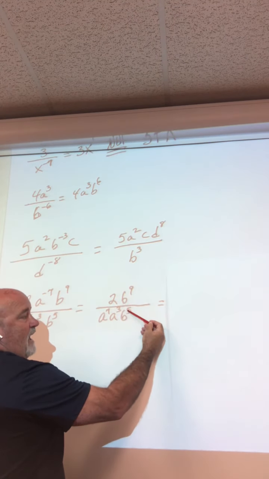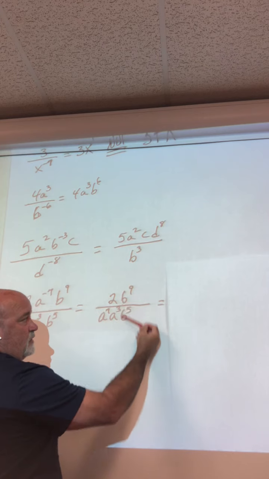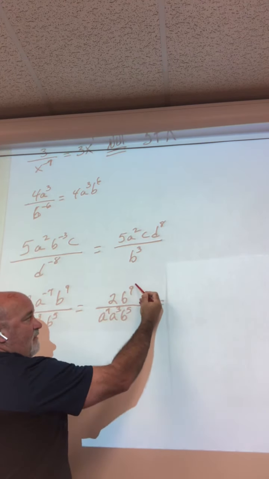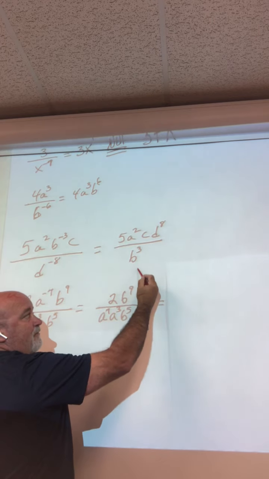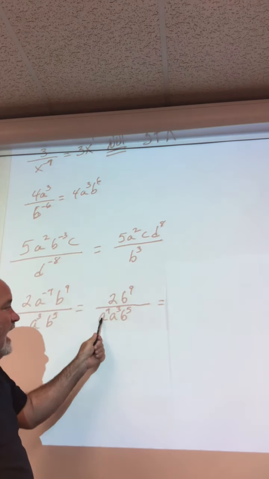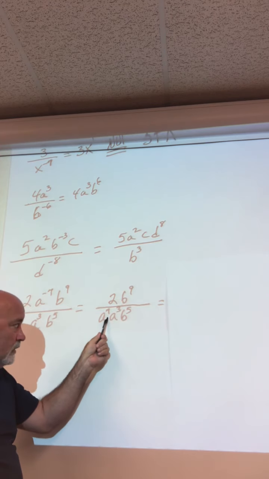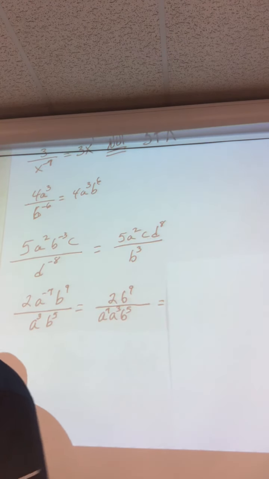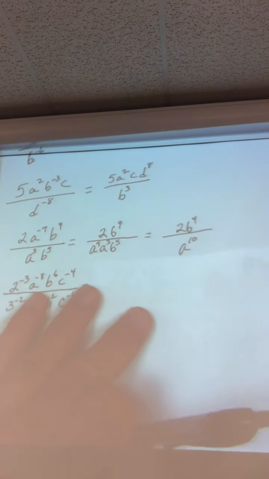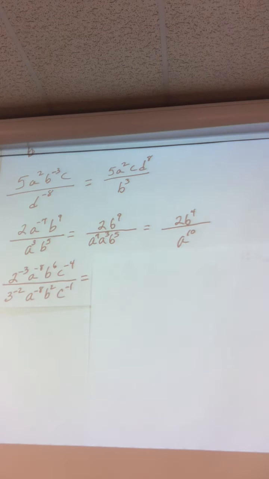So that B5 and B9 will leave B4 in the top because there's more in the top. A7, A3 multiplying is A10 in the bottom. Notice the answer doesn't have any negative exponents. And notice that there's no letter listed more than once.